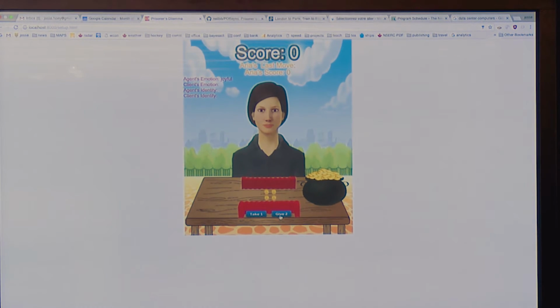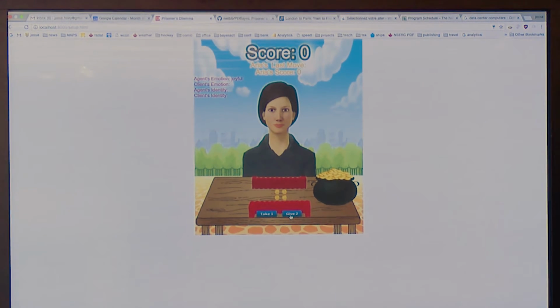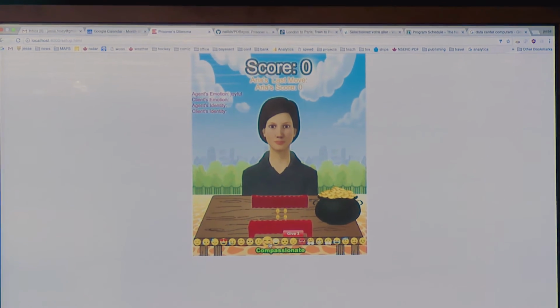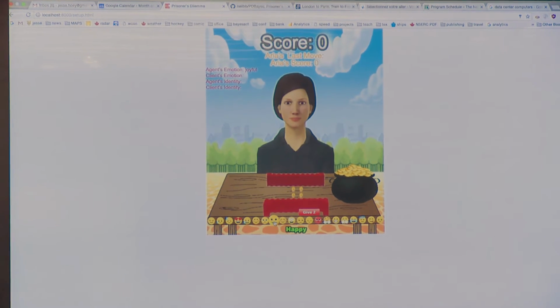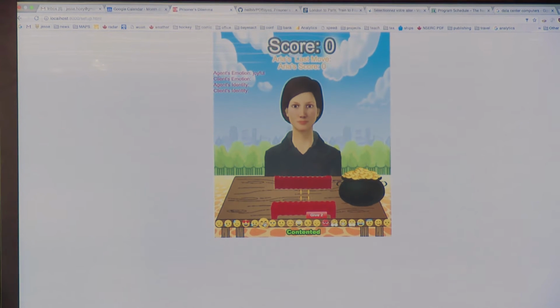So what should we do? Should we give her 2 or take 1? Remember, she's our friend. Give 2. Okay. And now we can also send her an emotion, which are represented by these different emojis. So should we be just contented?